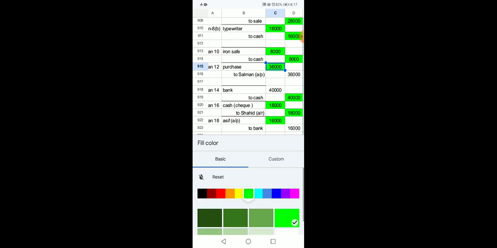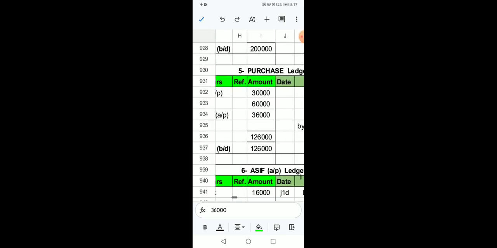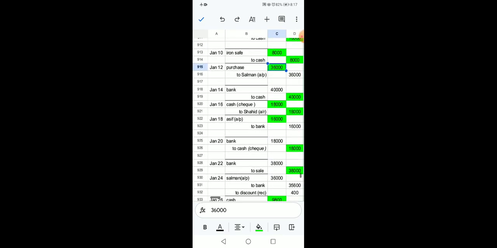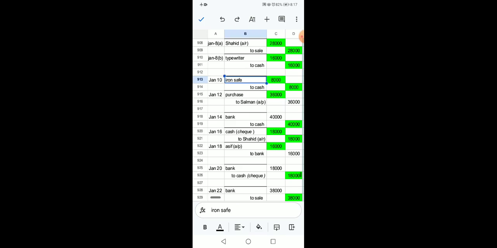36,000 is marked as it has been completed. So we are now good for the ledgers. Balance is completed. Let's go back to our journal. We have completed iron safe number 10. Iron safe was here. Next unmarked entry is Salman, which is 36,000.